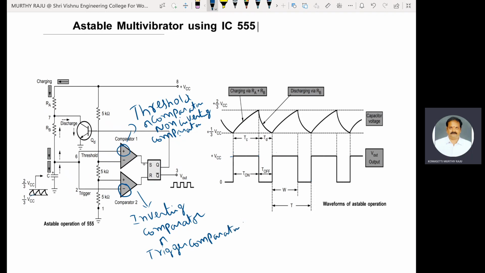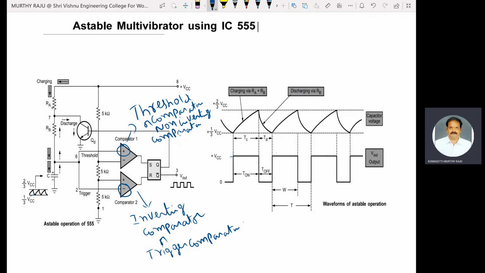This is the SR flip-flop, which controls the operation of the astable multivibrator using IC555. This is the discharge transistor QD, and here are the two resistances RA, RB, and the capacitor C.